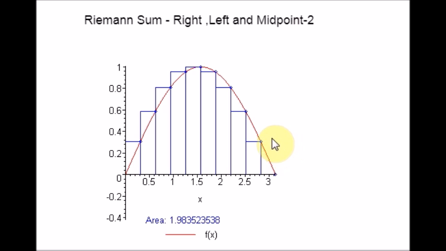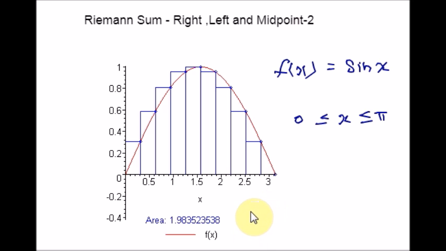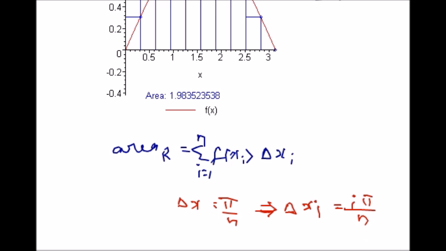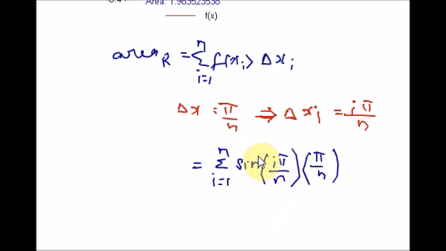Let's find the area using the right and left approach. Do you know what delta x would be? Delta x is pi over n and xi is i pi over n. Now in the place of f of xi, plug in sin of xi, or sin of pi i over n. In the place of delta x, just plug in pi over n. The concept is the same, but we are using a different formula here.